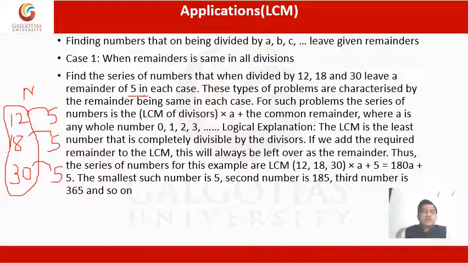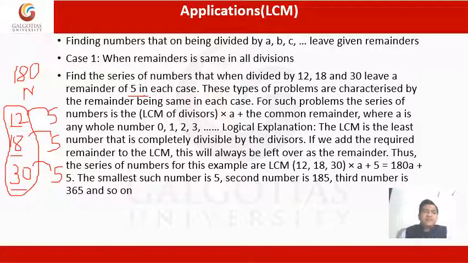What is that minimum possible number? That minimum possible number will be the lowest common multiple of 12, 18 and 30. So what is the lowest common multiple? Just find it out. I have told you already the different ways. That will come out as 180. So 180 is the minimum number which can be divided exactly by 12, 18 and 30.